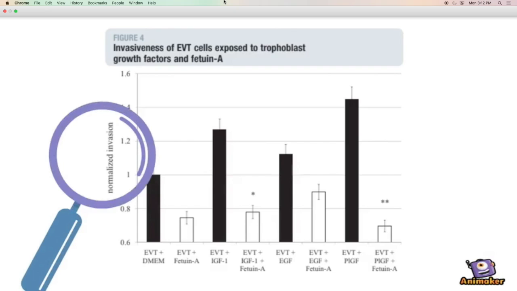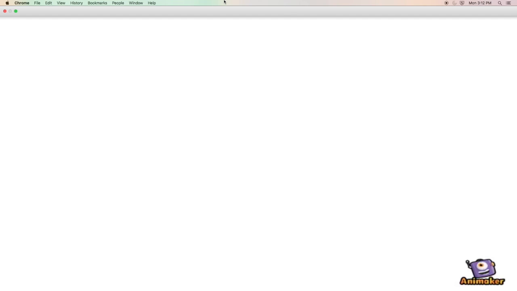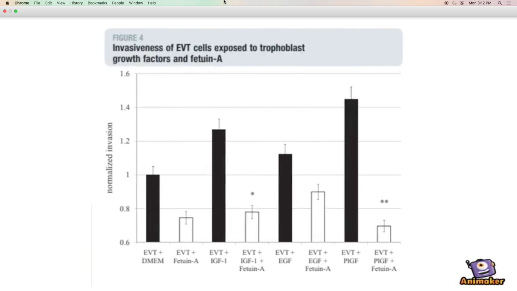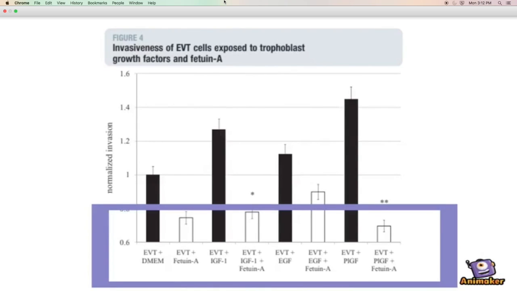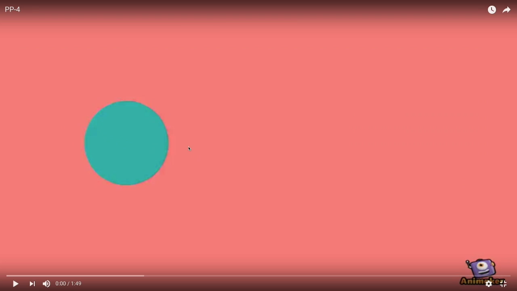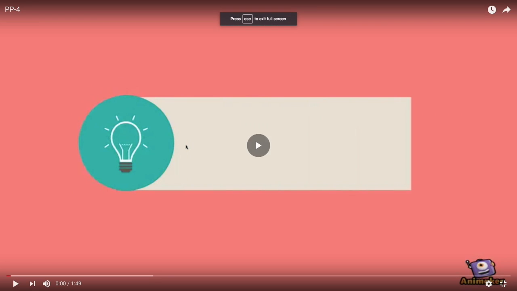The y-axis is labeled normalized invasion, which measures the invasiveness of the permeable membrane by a measure of optical density values. Then the x-axis shows the comparison of the exposure of the trophoblast growth factors, the black bar, and then the corresponding increase in added Fetuin-A levels, which is the white bar. Let's look at the findings.